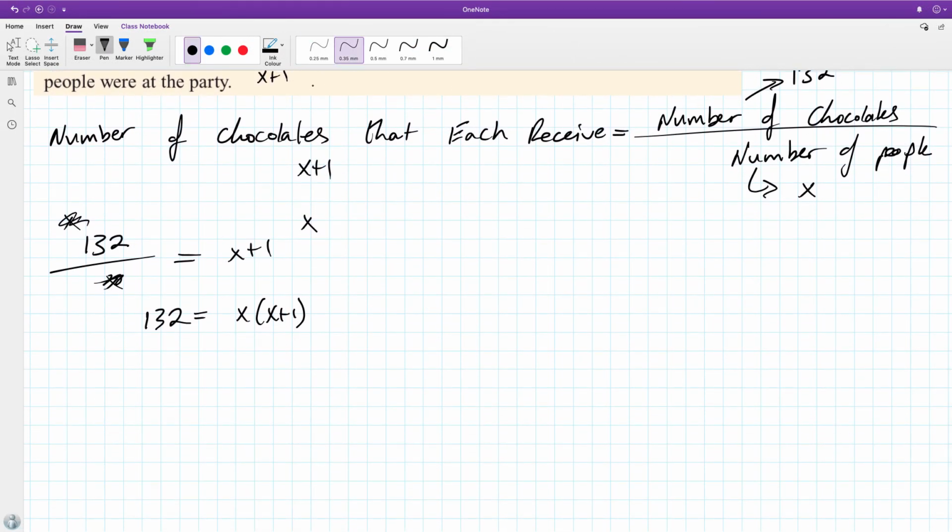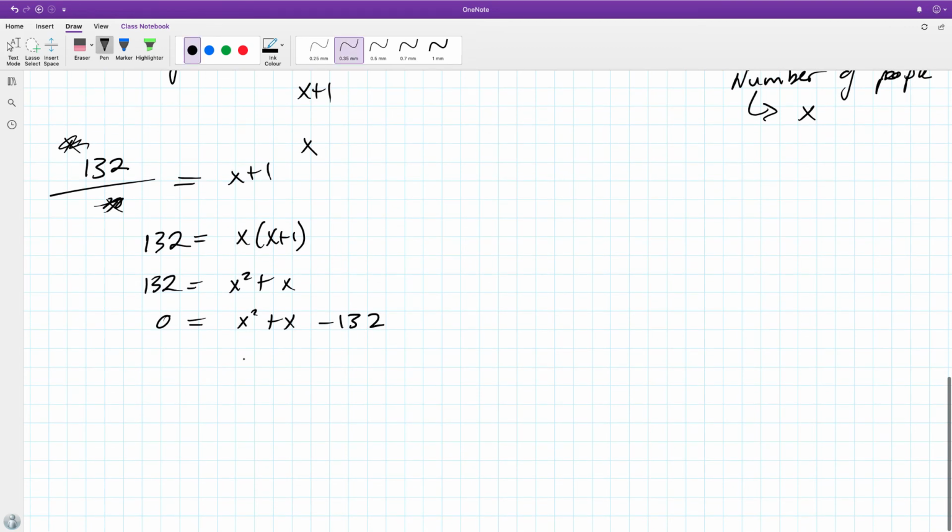So, anyone have an answer? 11. 132 is equal to x by x is x squared, x by 1 is x. So, equal to 0, x squared plus x minus 132. Right, factors, how are we going to bracket that? x and x. And we know the factors of 132? 12 and 11. 12 11s is 132, so it's plus 12 minus 11.